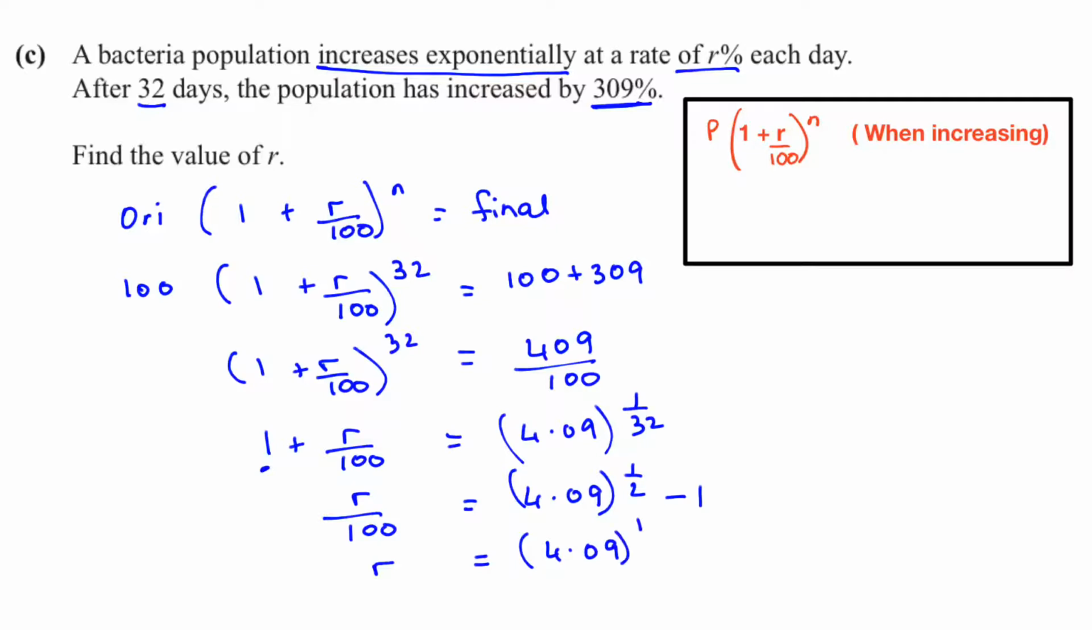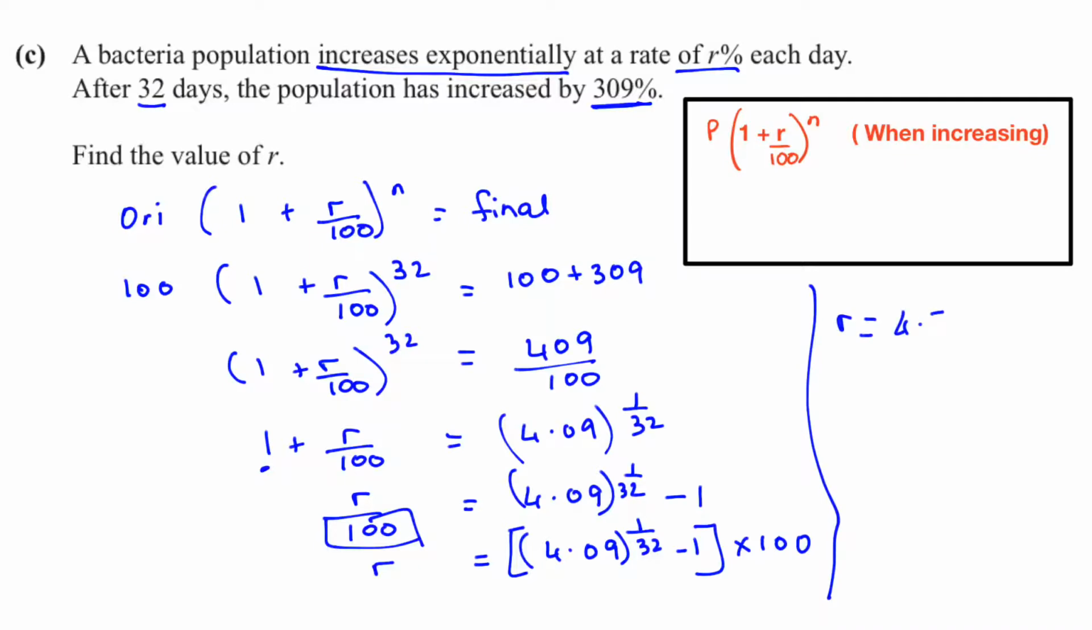It's okay to use the calculator in the end. Minus 1. This whole answer, this 100 is a divide. So when you bring it here, it will be a multiply. This will give us R is equal to 4.5.